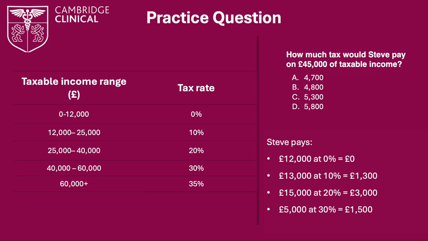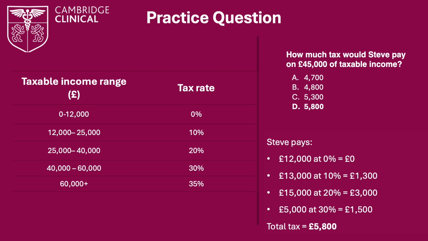With these calculations done, the amount Steve pays towards tax becomes easy to find out. It's simply the addition of the previous calculations. With this, Steve pays £0 plus £1,300 plus £3,000 plus £1,500. In total, Steve pays £5,800 in tax.